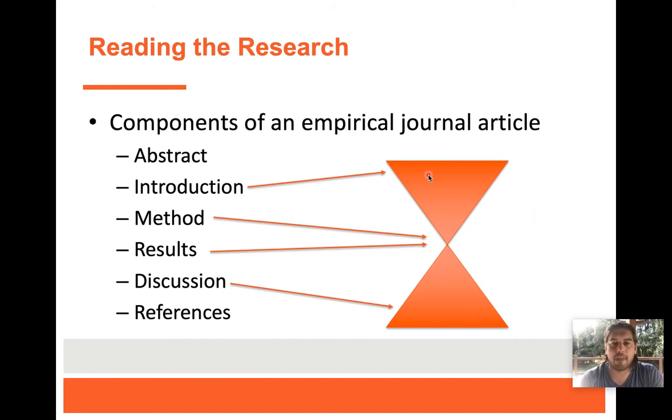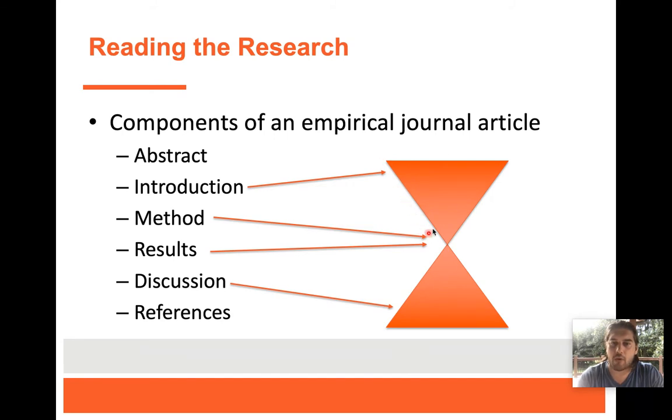So the analogy that I like to use for the structure of an empirical journal article is an hourglass. So if we think about the wide parts of the hourglass as being places where we engage in general discussions and conclusions, right? Broader, this is the forest.